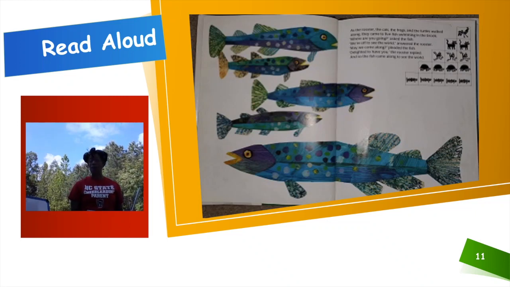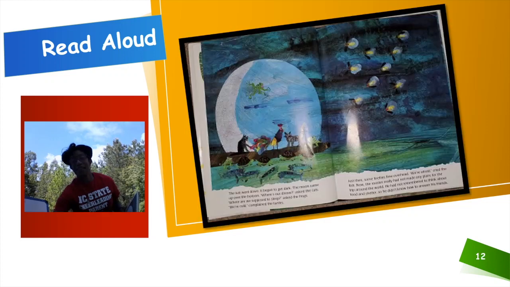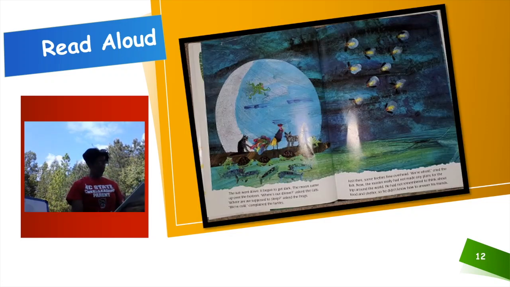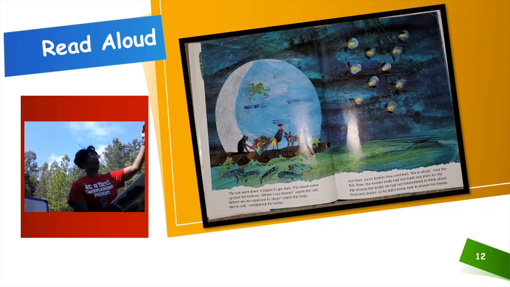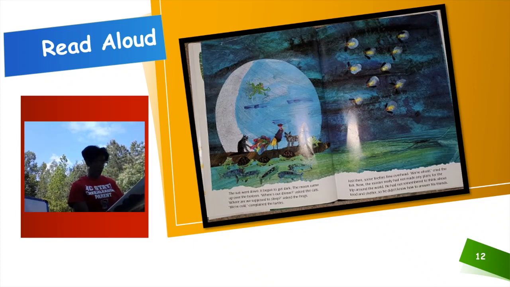So now, how many fish were there? There were 5 fish. That's right. The sun went down. It began to get dark. The moon came up over the horizon. That means it came up so that you could kind of see it up in the sky.